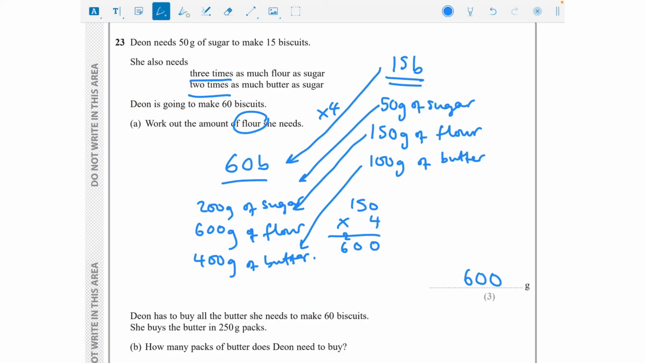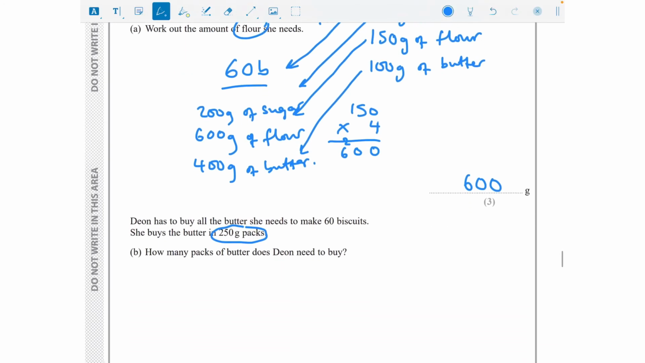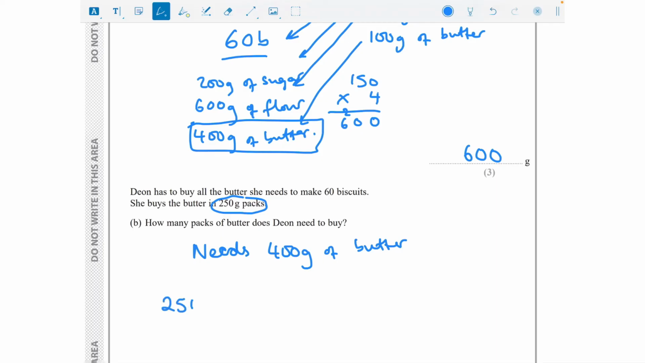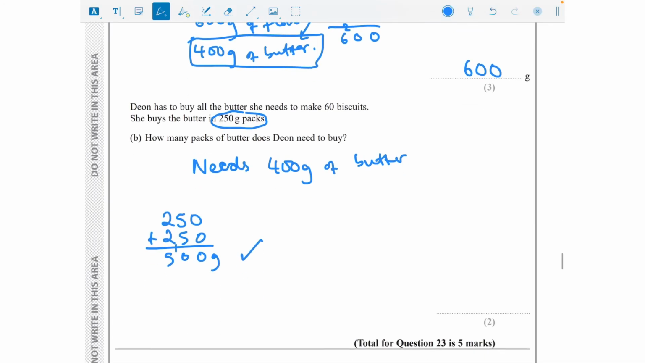Dion has to buy all the butter she needs to make 60 biscuits. She buys the butter in 250 gram packs. How many packs of butter does Dion need to buy? Now, if we're looking at the butter, we already know for her 60 biscuits, she needs 400 grams of butter. Now, she can only buy it in 250 gram packs, so 250 is not going to be enough. When she buys another pack, we get 500, and that is enough. So we're going to say that she needs 2 packs.